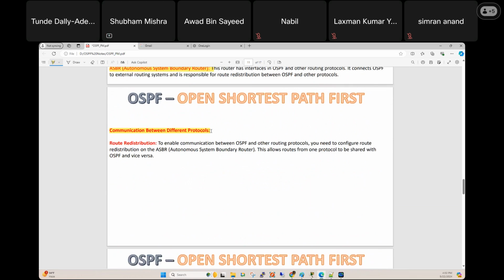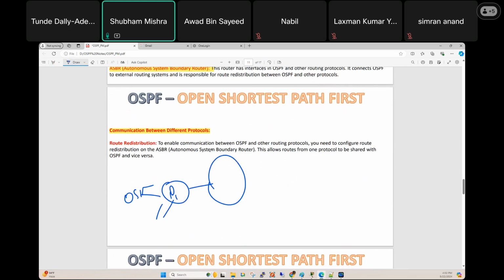Communication between different protocols. Let's suppose this is router 1 and here you are using OSPF, and here a different routing protocol. How can you make communication possible between different routing protocols? The process is known as redistribution. What is redistribution?